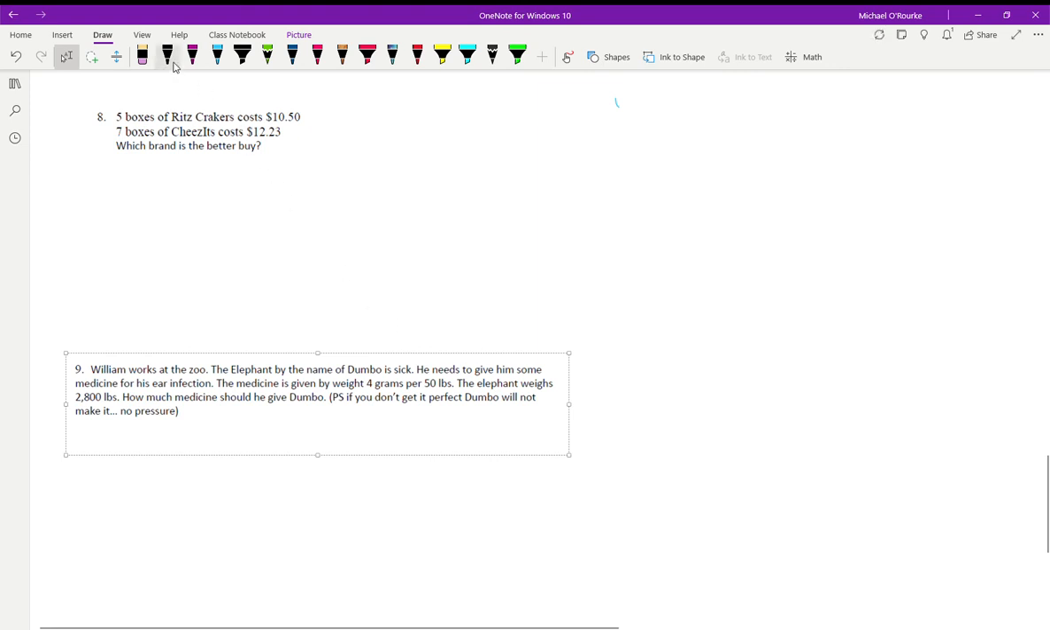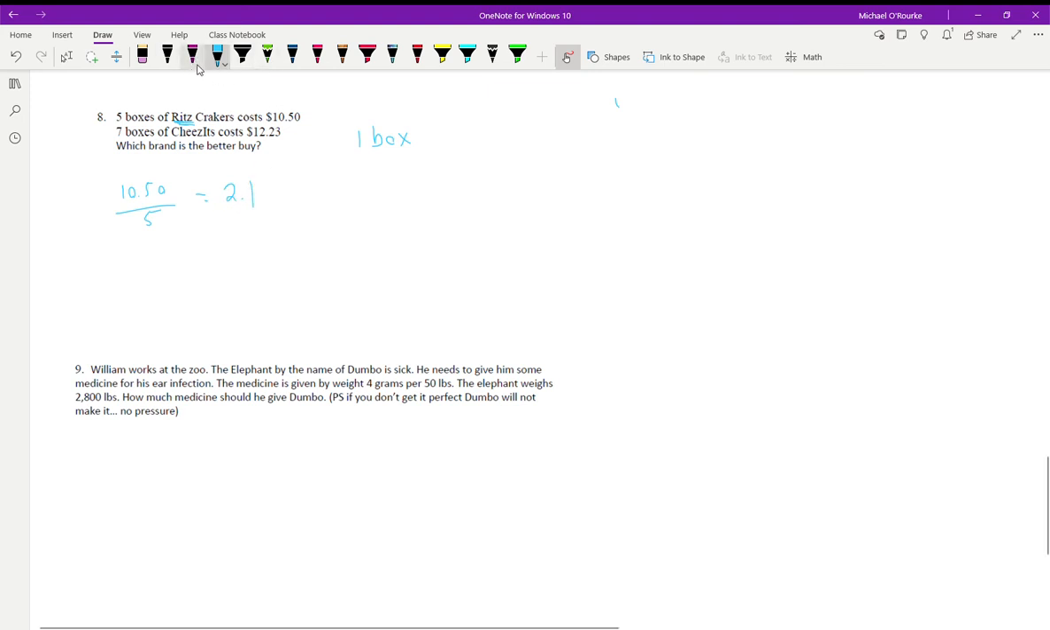let's do some unit rates here. Okay, 5 boxes of crackers for $10.50. So we're trying to figure out how much for one box. So that's going to be 10.50 divided by 5, which is going to give us our Ritz. So 2.1.